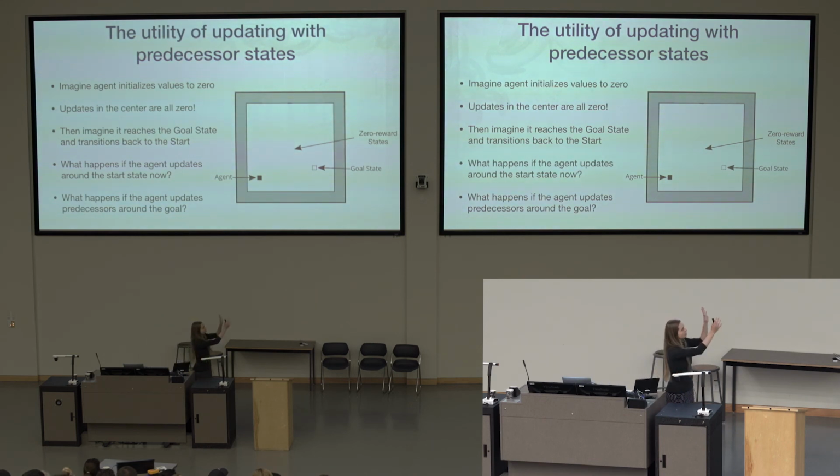Okay, so let's imagine this really simple grid world. The agent starts in a state over here. It has a goal state over here.